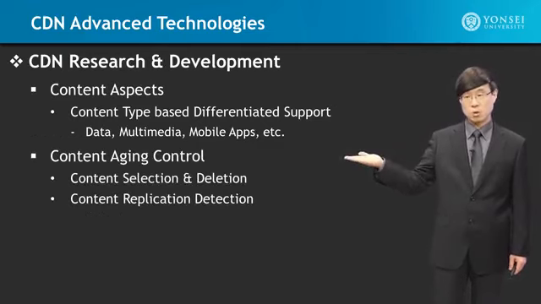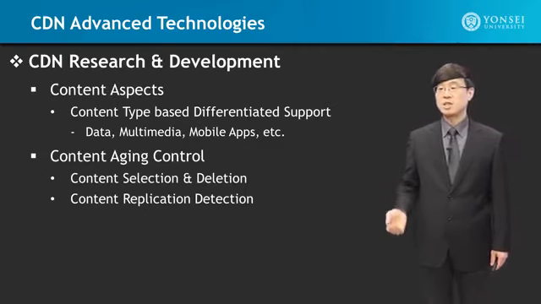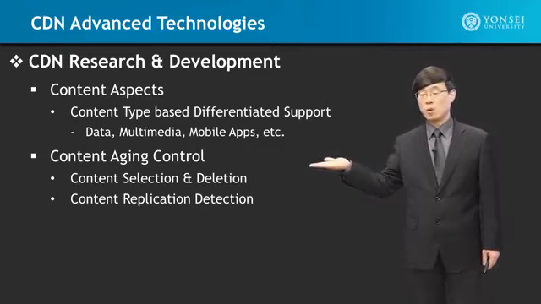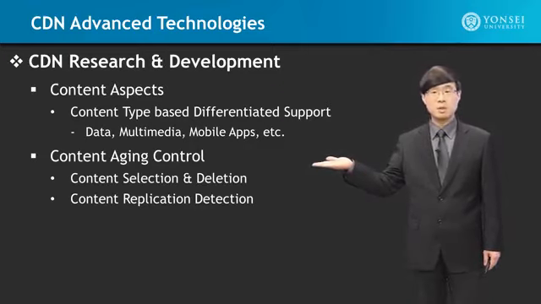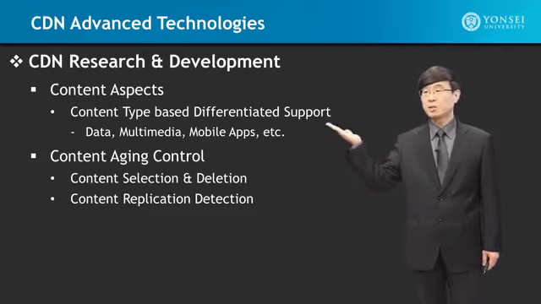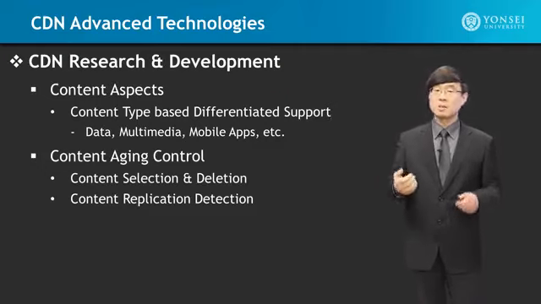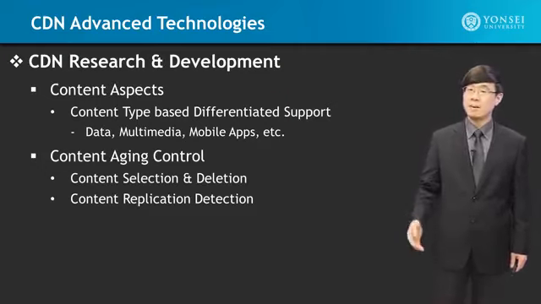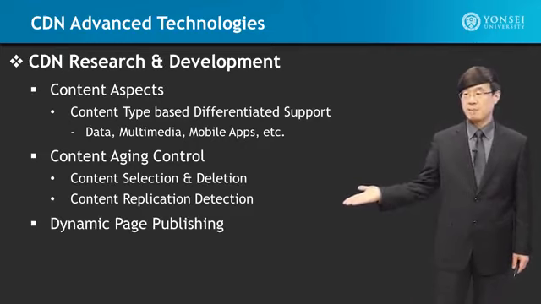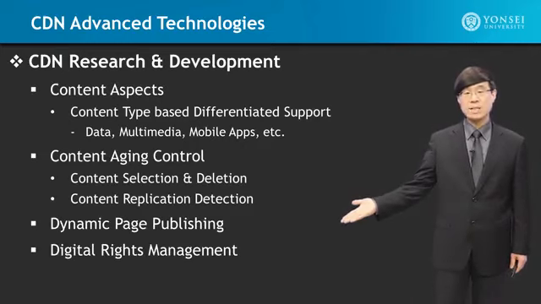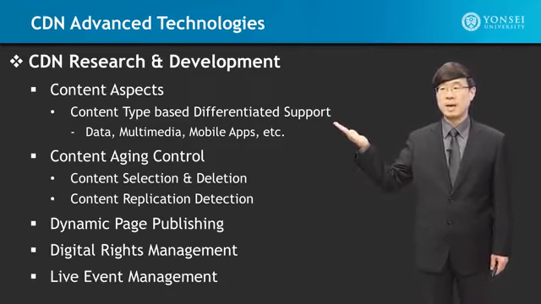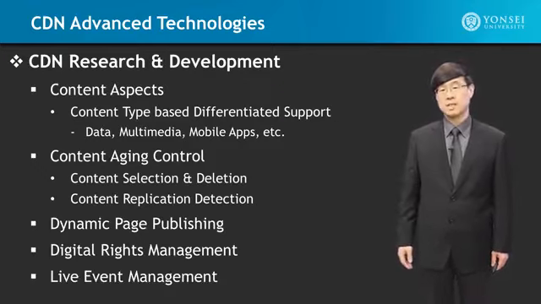Content aging control, content selection and deletion, content replication detection. We want to be able to see what is getting older, and if it's not popular, terminate it, remove it from the CDN, and look at various contents, because based upon the content type, where it's going to be called more frequently can be predicted. Dynamic page publishing, digital rights management, as well as live event management, all in the domain of research and development for CDN technologies.